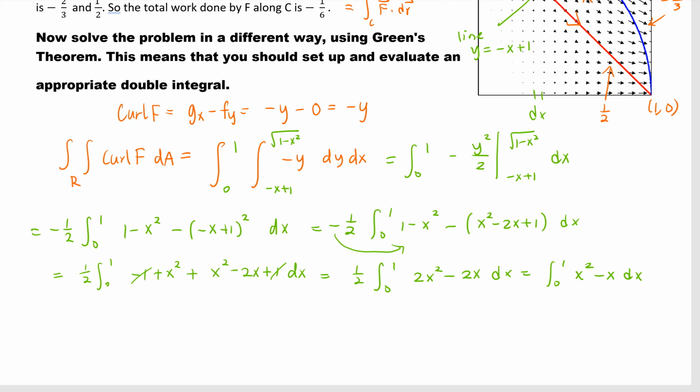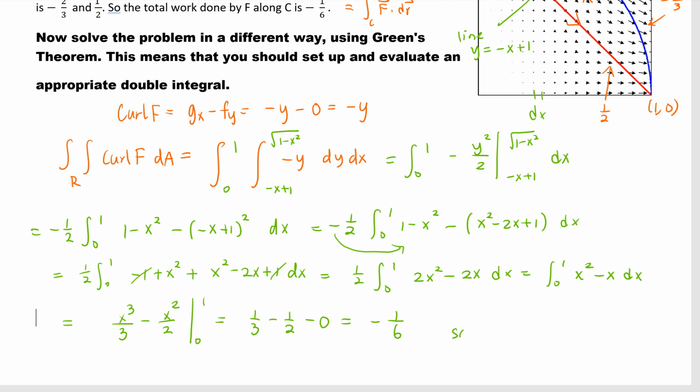So far so good, everybody. Let's integrate. Integral of x squared is x cubed over 3. Integral of x is x squared over 2. Evaluate from 0 to 1. So we plug in 1 first: 1/3 minus 1/2, and then minus what we get plugging in 0. So 1/3 is like 2 over 6, minus 1/2, which is like 3 over 6. So the answer is minus 1 over 6.